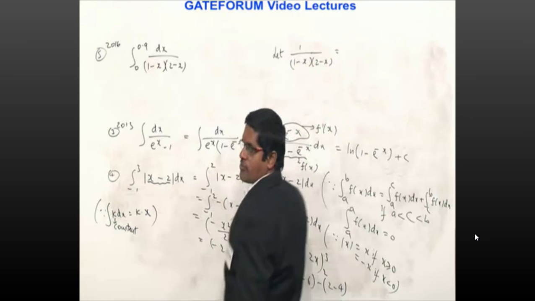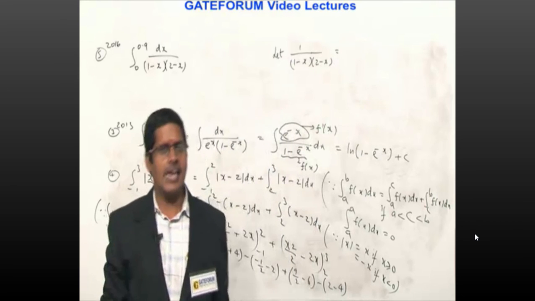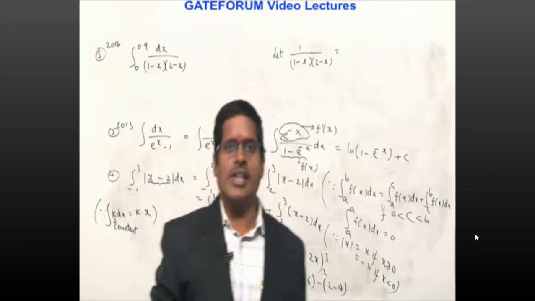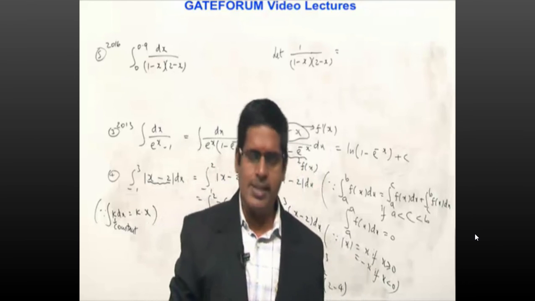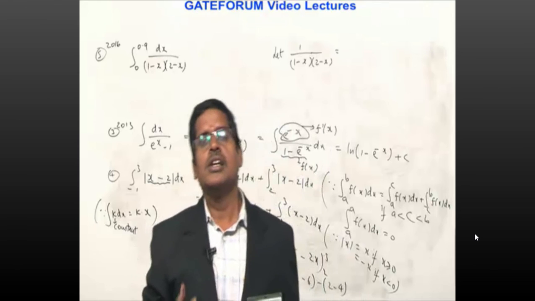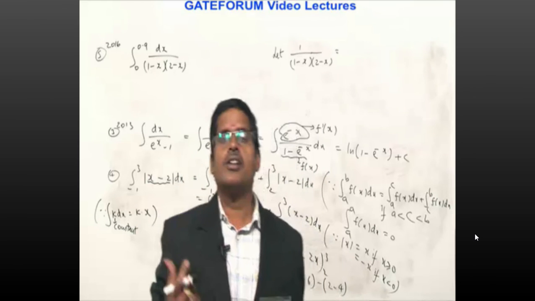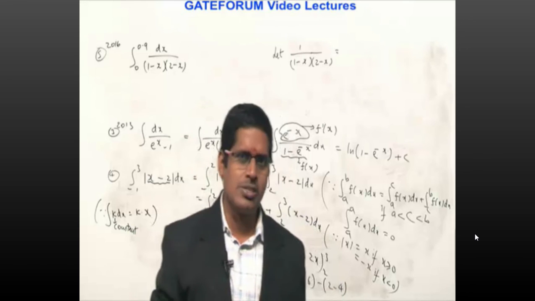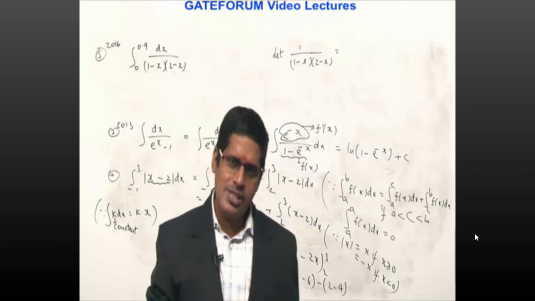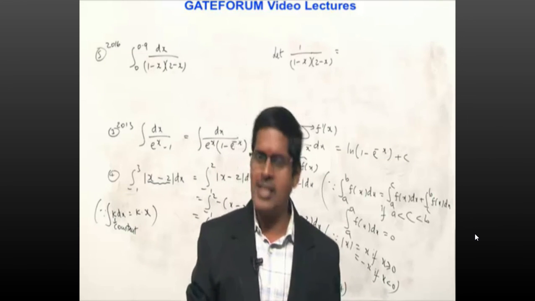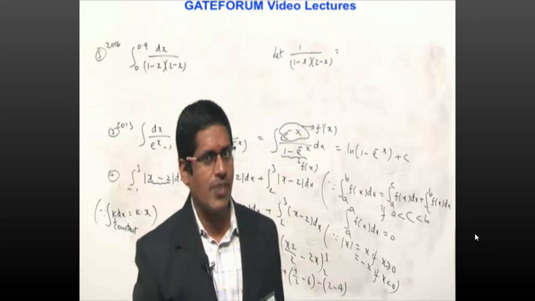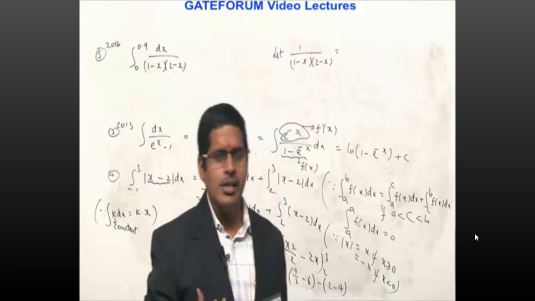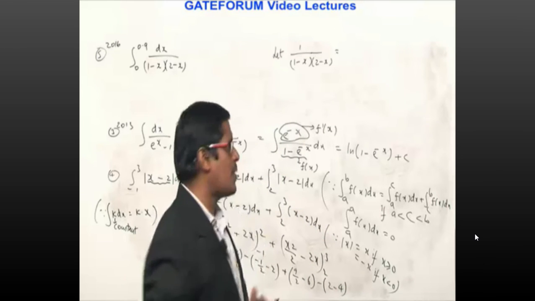So there are two types of factors in the denominator: linear first degree factors which are repeated or non-repeated, or quadratic factors. A proper fraction means a rational function where the degree of the numerator is less than the degree of the denominator. For example, x plus 1 by x square plus 2 is a proper rational fraction. So when the denominator has more than one factor, linear or non-linear, there is a procedure for partial fractions.